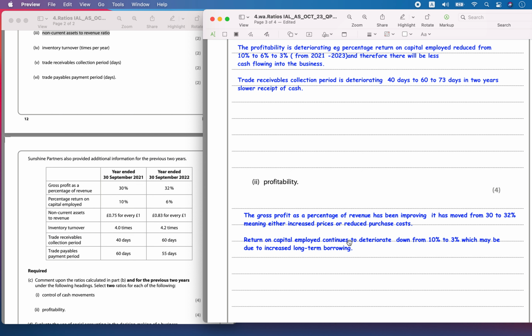Then return on capital employed continues to deteriorate from 10% to 3 percent, which may be due to increased long-term borrowing. There was a non-bank loan taken, so probably because of that you can suggest. So these are the profitability ratios you can comment on.